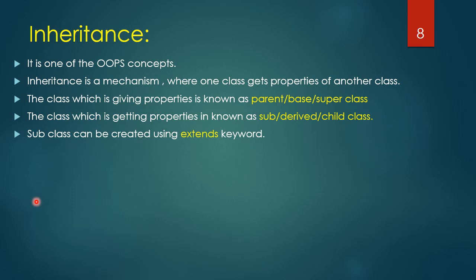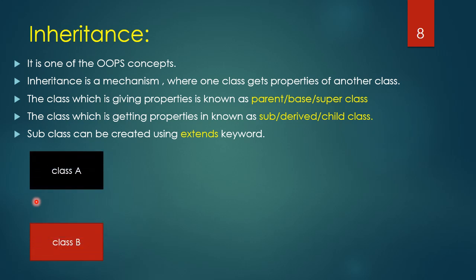I will show you that with a simple diagrammatical representation. Here we are taking two classes, class A and class B, and class B is getting properties from class A. Since class A is giving properties, we call it a super class, base class or parent class, and class B is taking properties, so we call it a subclass, derived class or child class.